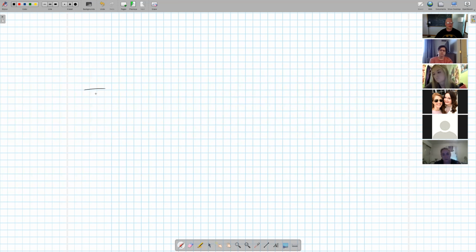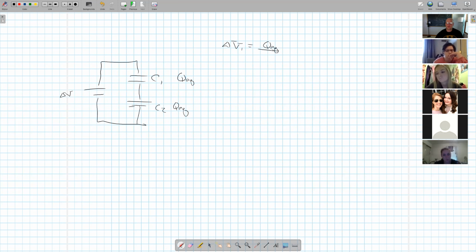So now we know this has delta V. This was our C1. This is our C2. Here we now know that this has an amount of charge of QEQ. This also has an amount of charge of QEQ. So now we can determine the amount of potential. The potential delta V1 is equal to the charge, QEQ, divided by C1. So this is going to be equal to our numbers. And simultaneously, delta V2 is equal to QEQ divided by the capacitance C2. So here you want to theoretically calculate what these are.